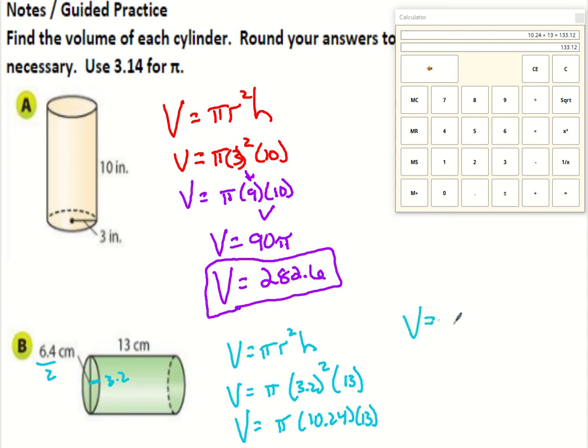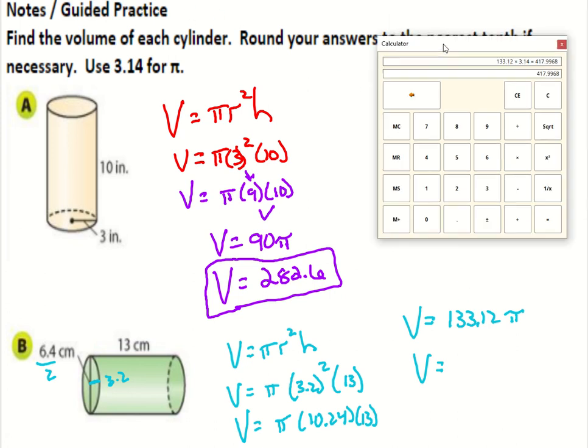So now my volume is equal to 133.12 times pi. Oops, I didn't need to do the parentheses there. So I did 10.24 times 13. That gave me 133.12 times pi. Now finally I take that value and I can multiply it by pi, 3.14. And that's going to give me my final volume.